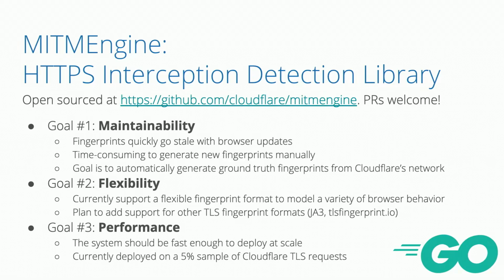We also wanted the fingerprint format that we use to be flexible to model a variety of browser behavior. For instance, some implementations change the order of cipher suites based on available hardware on the device, so we'd like to capture that. We also plan to support alternative static TLS fingerprint formats like JA3 and TLS fingerprinting that are already widely adopted in the community. And we also wanted the library to be fast, so performance was a priority. We wanted to be able to deploy it at scale, and we actually showed that we can do this by deploying it on a 5% sample of TLS client hellos on Cloudflare.